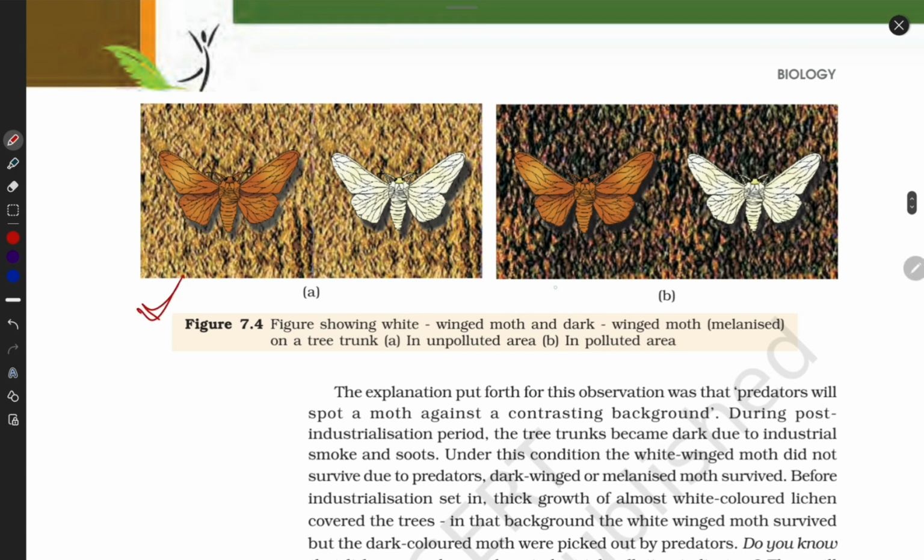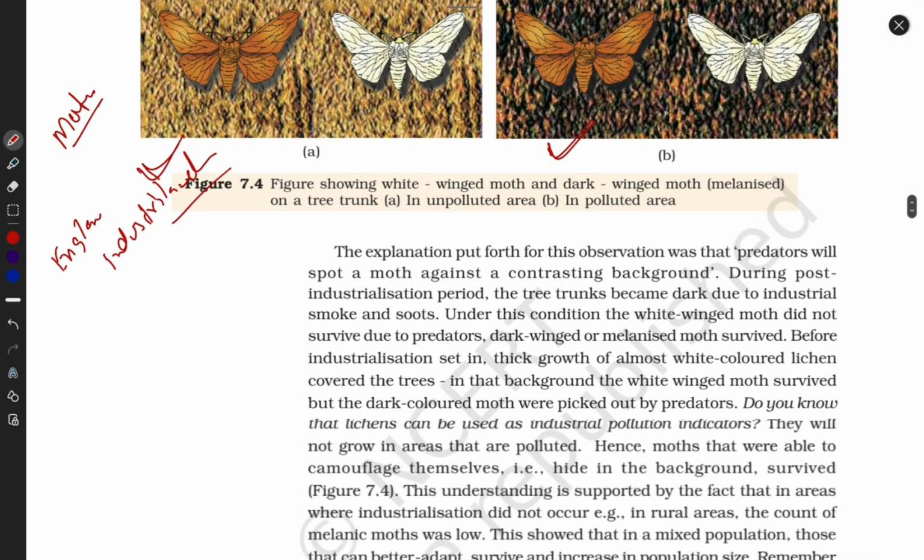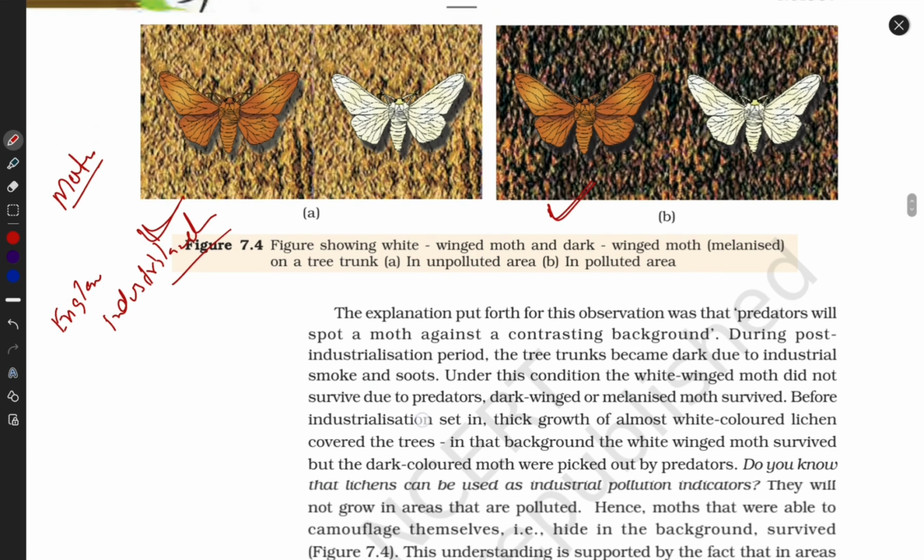Now here is some research, a case study on the moth. We can say England industrialization. Oh my god, my writing is very bad. I think my pen is not running properly. Okay, England industrialization.